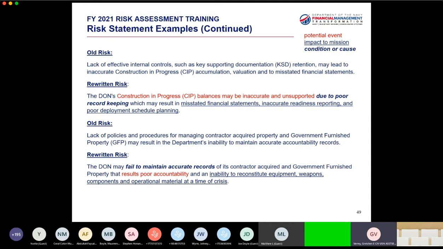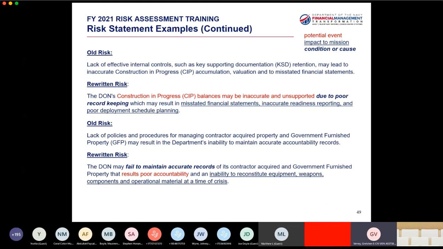Okay, so for this one, the DoN's construction in progress balances may be inaccurate and unsupported due to poor record keeping, which may result in misstated financial statements, inaccurate readiness reporting, and poor deployment schedule planning. So here, we've improved the condition. It's more clear what could cause the error.